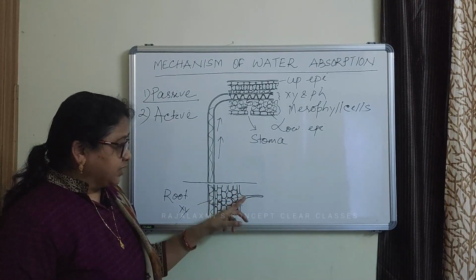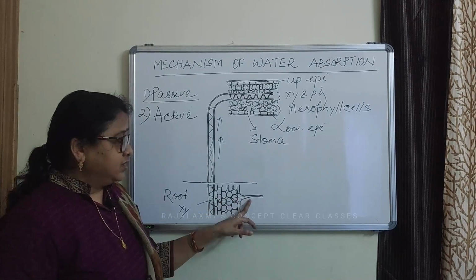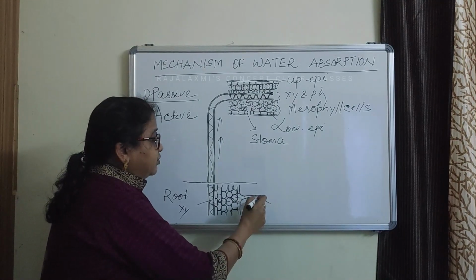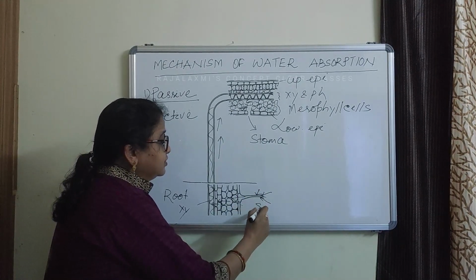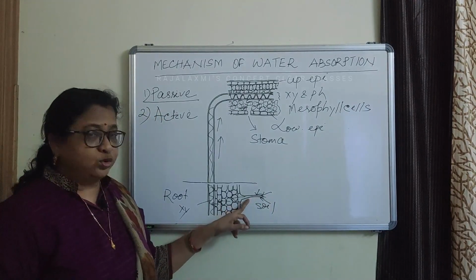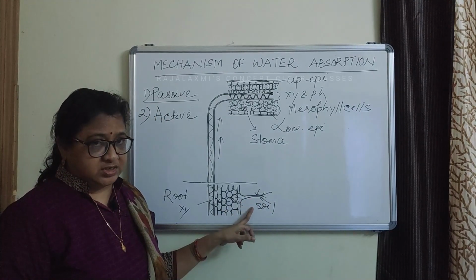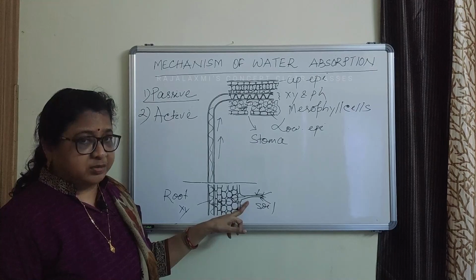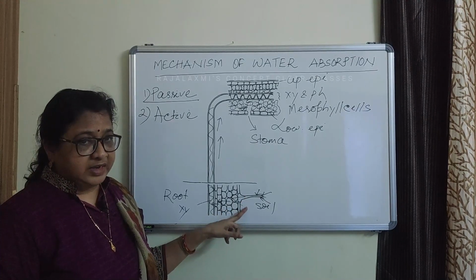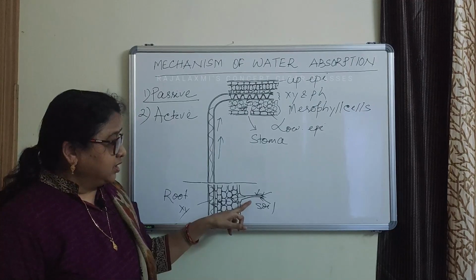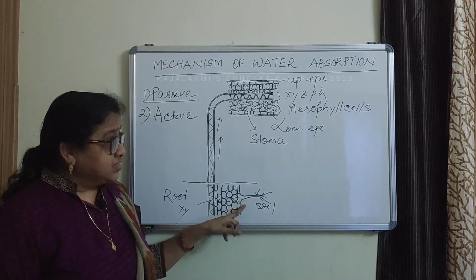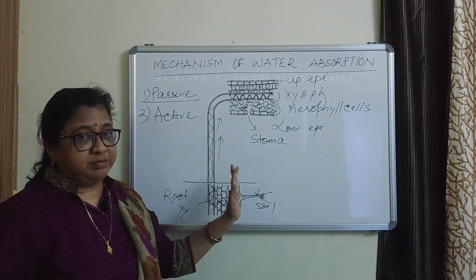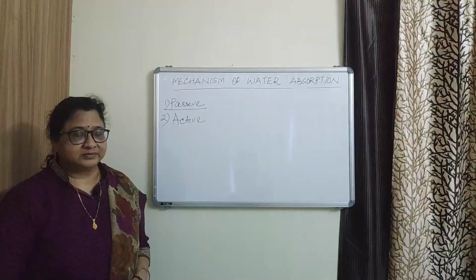So once water is absorbed from the root hair, the osmotic concentration of the root hair increases. So the water from outside, the soil, enters into the root hair by osmosis. So we see that the water moves through the root, not by the activity of the root cells. Rather, the force which helps in water absorption is created in the mesophyll cells of the leaf. So this is called passive absorption of water.